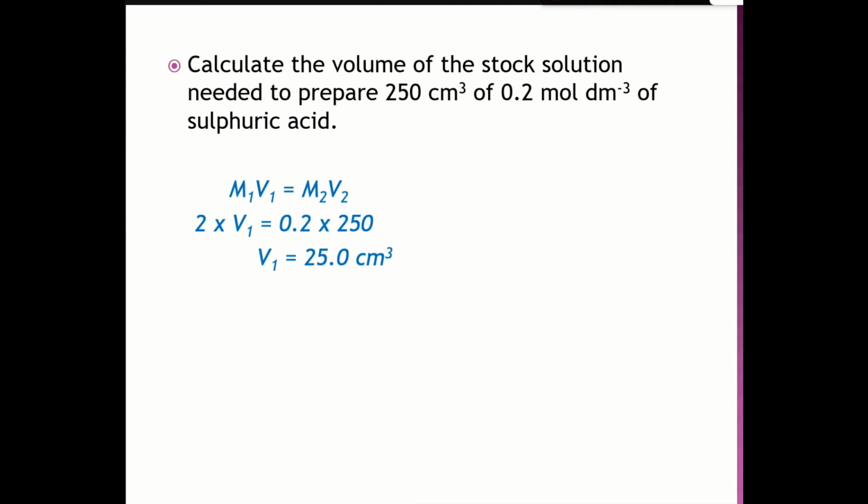Okay, the next one is a very, very challenging one. Can you describe briefly the steps to prepare the solution by using the apparatus listed? Just now, they told you that you must use a pipette, you must use a volumetric flask, right? Then how are you going to describe the preparation of the standard solution, 250 cm³ of 0.2 molar sulfuric acid? So now we have the idea. We need to get 25 cm³ of 2 molar sulfuric acid.